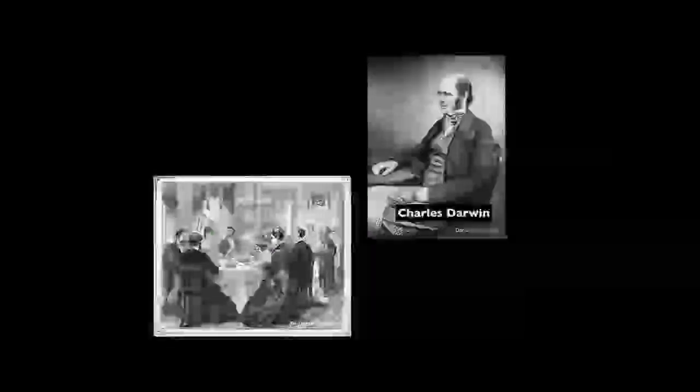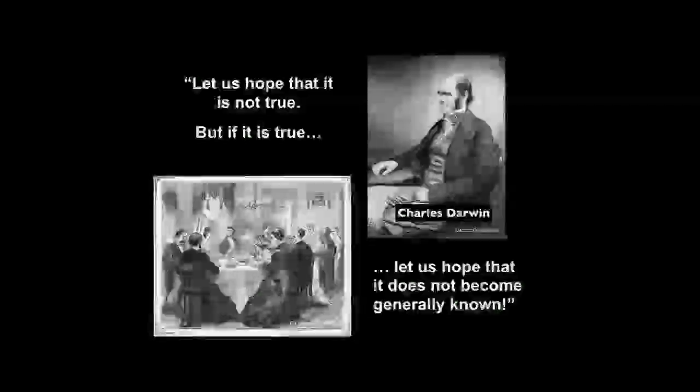What was the reaction to that in Victorian Britain? Well, among naturalists, there was quite a bit of support. But among society in general, there was some concern. And there is a story that circulates, perhaps an apocryphal story, that the reaction within Victorian England went something like this. And that is, among polite society, people whispered about Darwin's theory and said, let us hope that it is not true. But if it is true, let us hope that it does not become generally known.